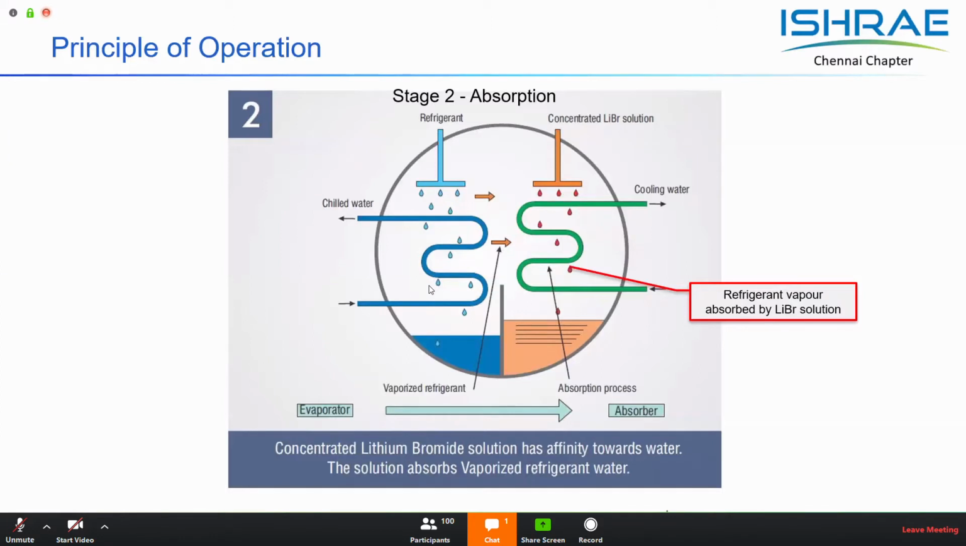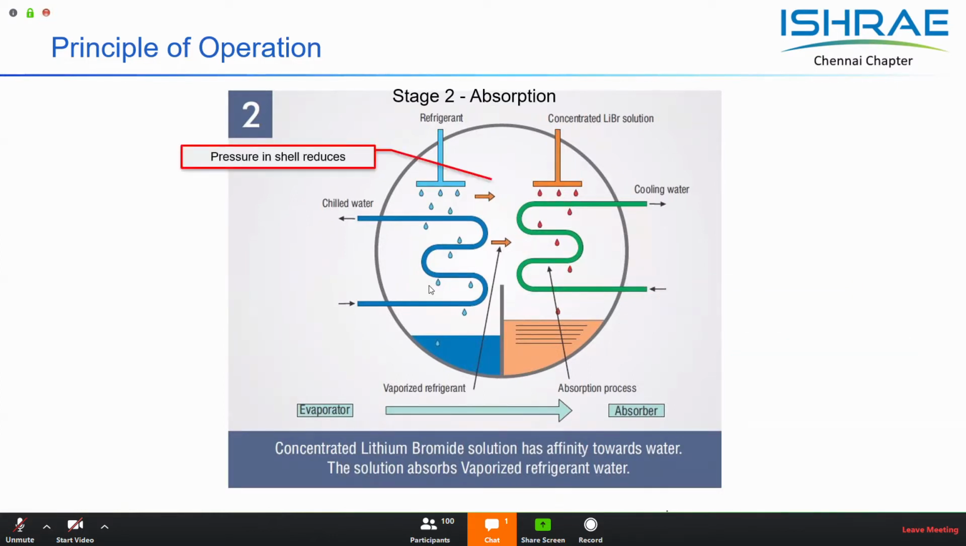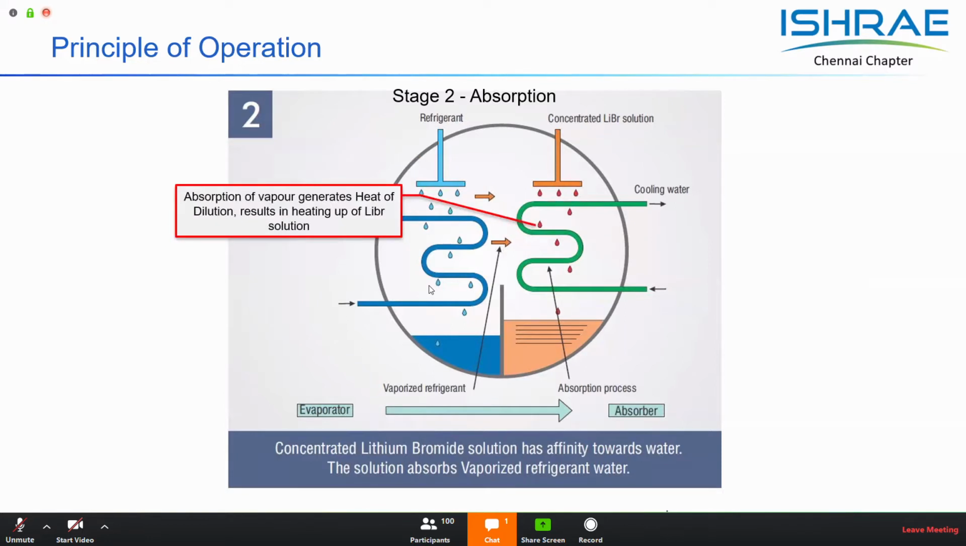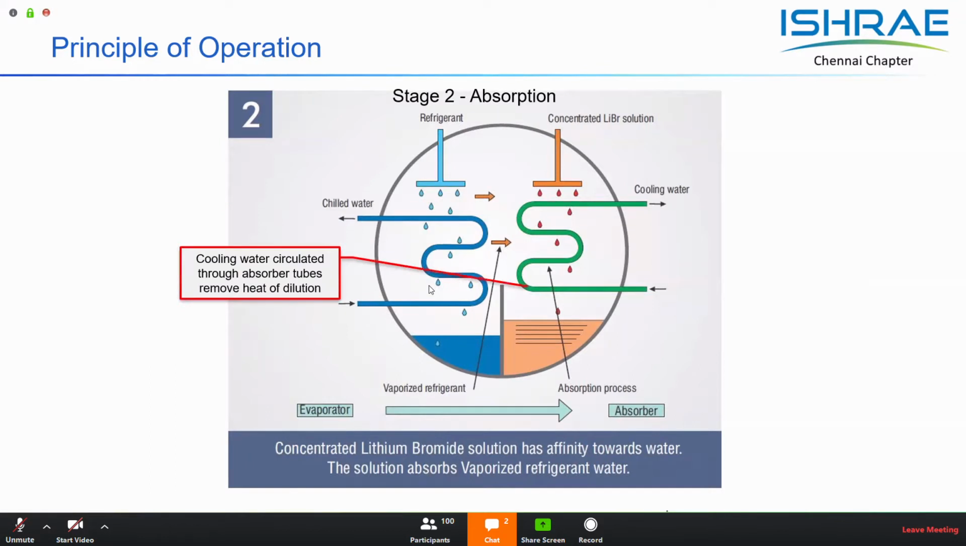To overcome this, the cooling water is circulated through the tubes of the absorber, which takes away this heat of dilution. So this is one major area where it differs from the electrical systems, because there is going to be heat rejection in two heat exchangers. One is the condenser and the other is the absorber. Now the cooling water takes away the heat of dilution, and this absorption process continues till the time the refrigerant vapor is absorbed by the solution and the lean solution is generated. Now this lean solution is unable to absorb any more water vapor because it has become saturated for this condition.